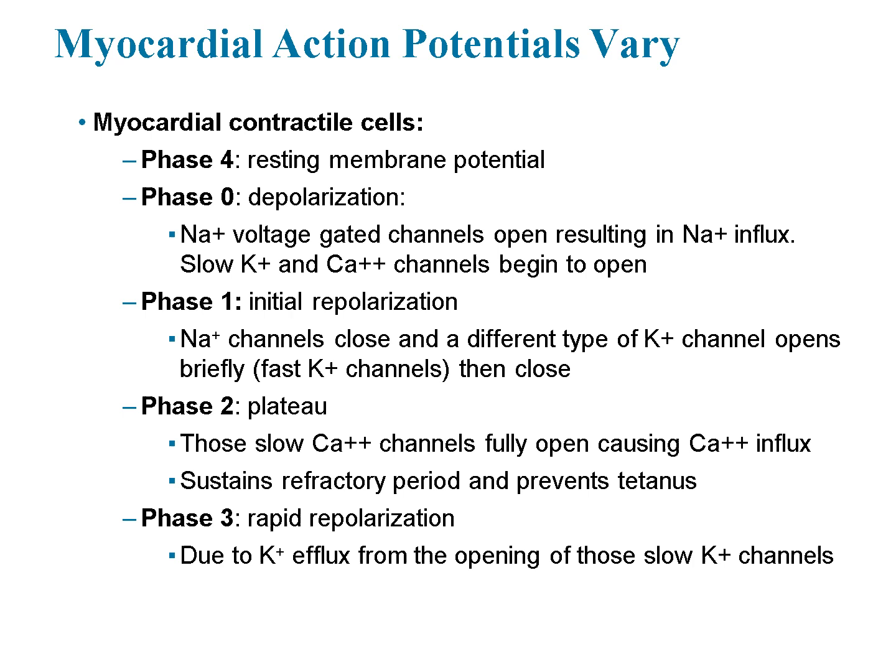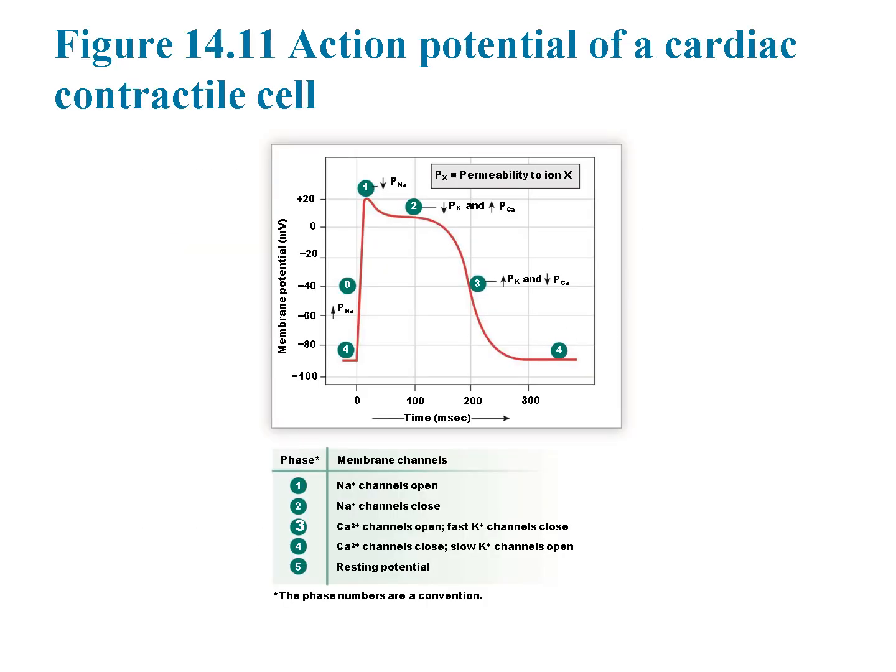Potassium exits the cell through slow potassium channels, restoring the cell's resting membrane potential and preparing it for the next action potential cycle. This unique action potential pattern in cardiac muscle cells ensures controlled, rhythmic contractions that maintain efficient blood circulation throughout the body. The action potential of a cardiac contractile cell follows a unique sequence of ion movements that ensures controlled contraction and relaxation of the heart muscle.